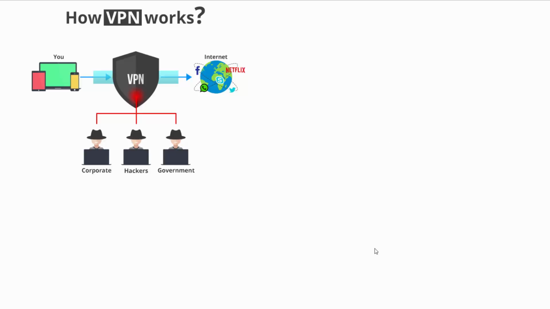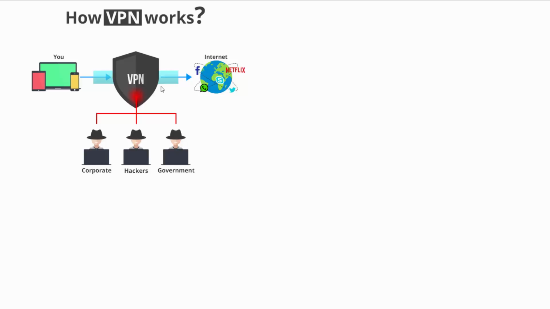So I found this little diagram or guide that shows you a very quick representation of what a VPN is. So here's you on your computer, your iPad, iPhone, Android device, whatever device you're using, and then here's the VPN that mediates between you and your destination. So this could be something like Netflix, Skype calls, Twitter, things like that.